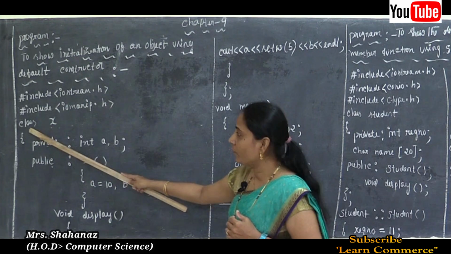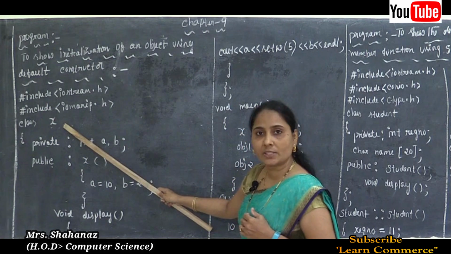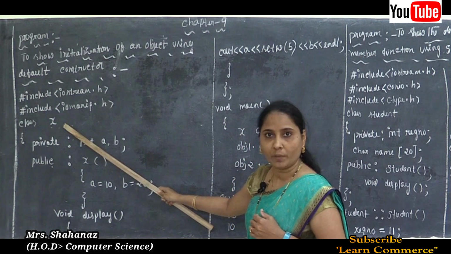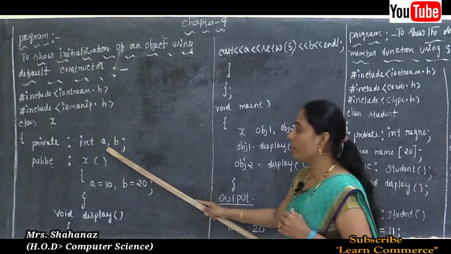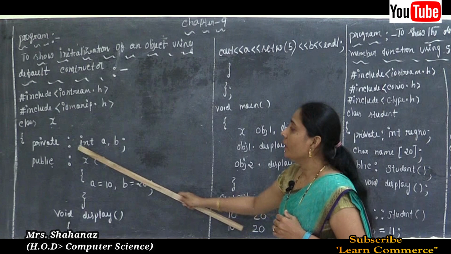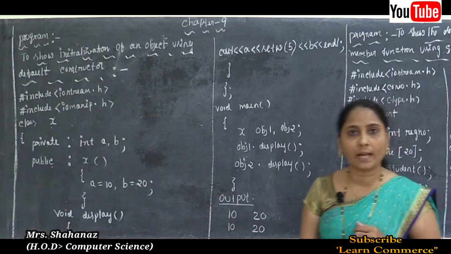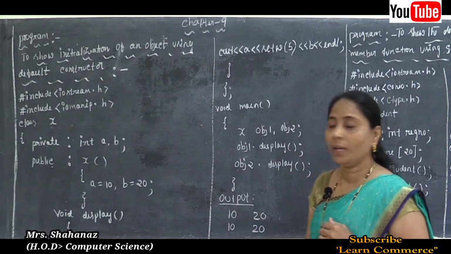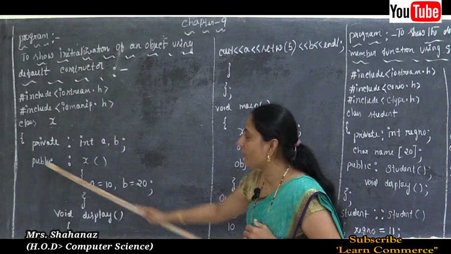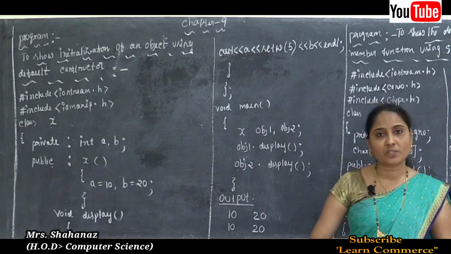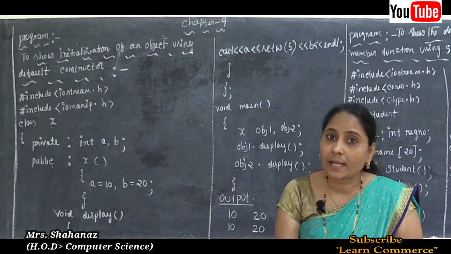The keyword class is used to declare the class. The class name is a user defined name. So the user defined name is X, and in the private section the member data are int a, b. There are two member data, named a and b, followed by a semicolon. Next is public, where we use a member function, which is a constructor.